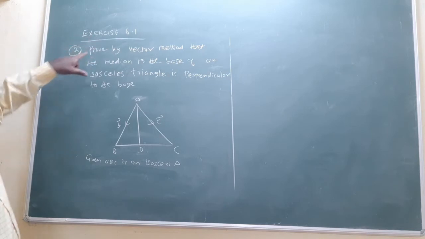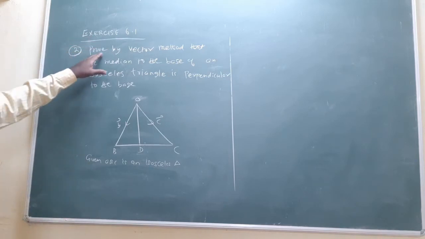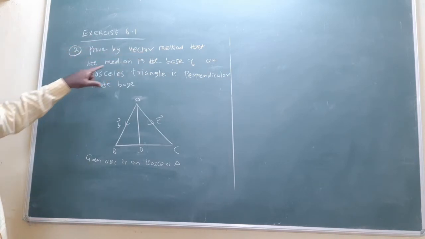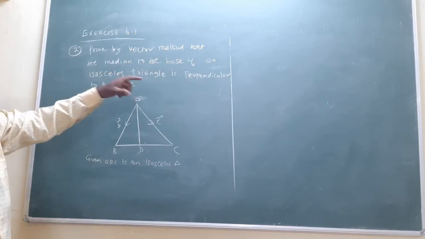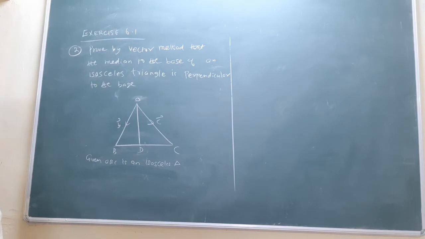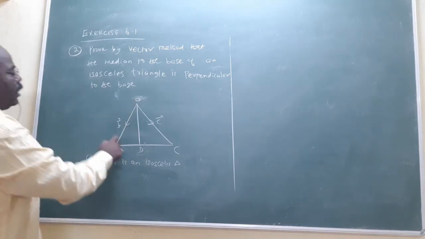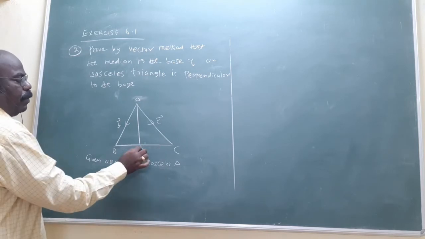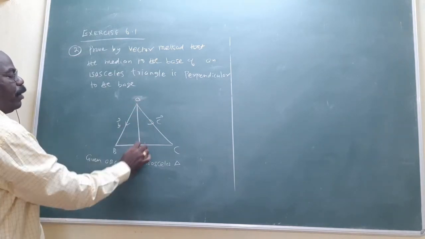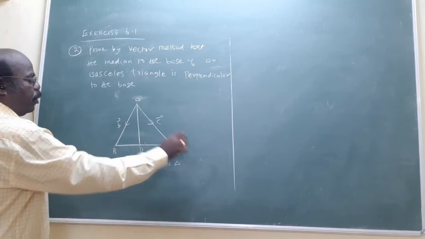Now, the exercise 6.1 second question. Prove by vector method that the median to the base of the isosceles triangle is perpendicular to the base. That means what? This is isosceles triangle. These two sides are equal. This is a base. This is a midpoint. Now, this is perpendicular. You want to prove the OD is perpendicular.